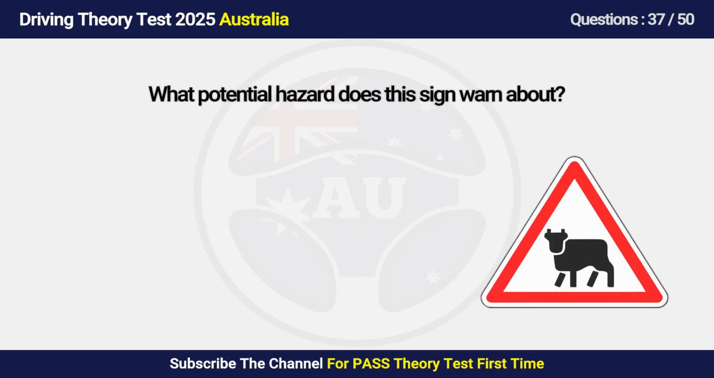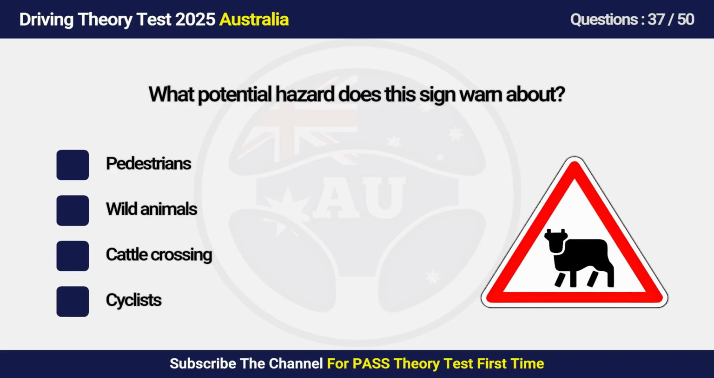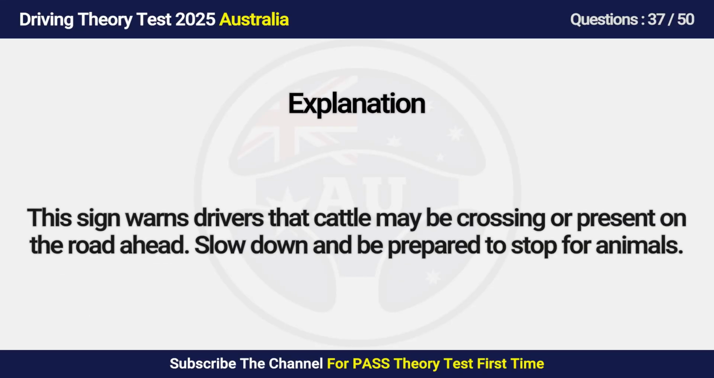Question 37. What potential hazard does this sign warn about? A. Pedestrians. B. Wild animals. C. Cattle crossing. D. Cyclists. Answer is C. Cattle crossing. This sign warns drivers that cattle may be crossing or present on the road ahead. Slow down and be prepared to stop for animals.